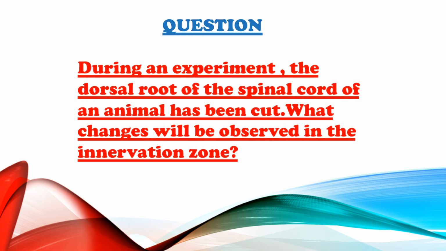During an experiment, the dorsal root of the spinal cord of an animal has been cut, and what changes will be observed in the innervation zone? By reading only, you will get the answer. It is a basic and easy topic, but I want to tell the question because every one of you has to attend this question if you have it in the exam hall. So let me tell the topic, like the dorsal root and all of the spinal cord.